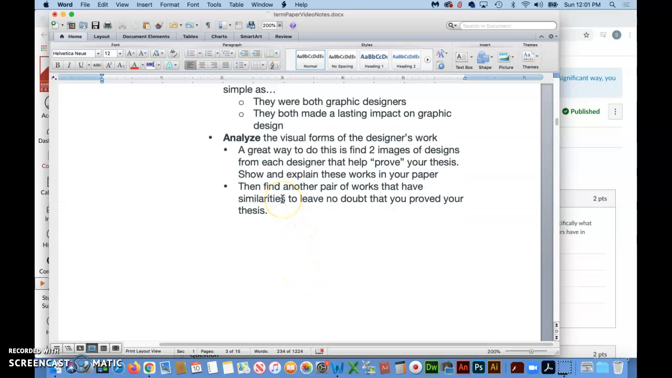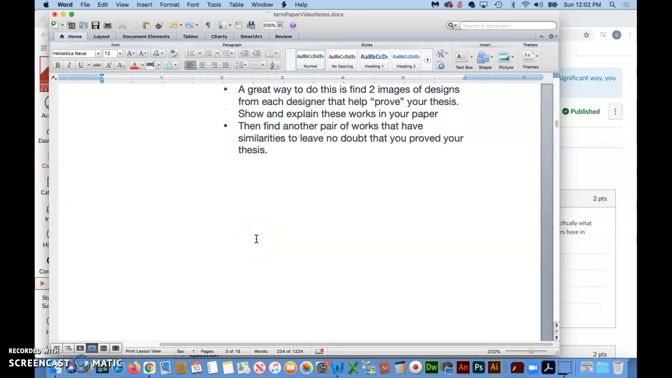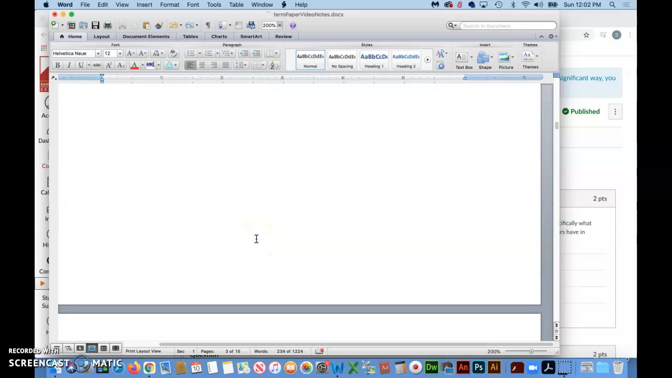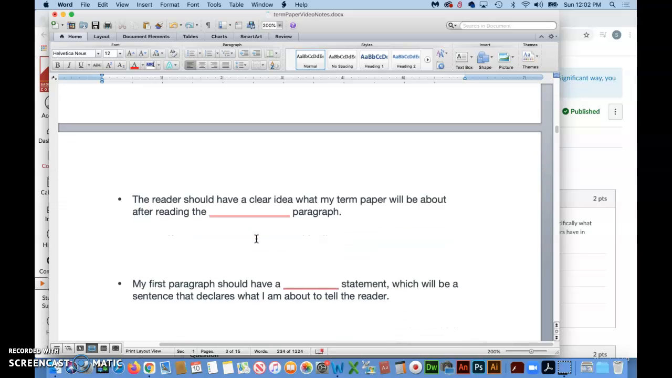Then do it again so that it's not just a one-off, a fluke. Show us again that these designers down at their heart, even though being from 2 different eras, if you will, still have some similarities in their work, and then you've really proved your thesis.